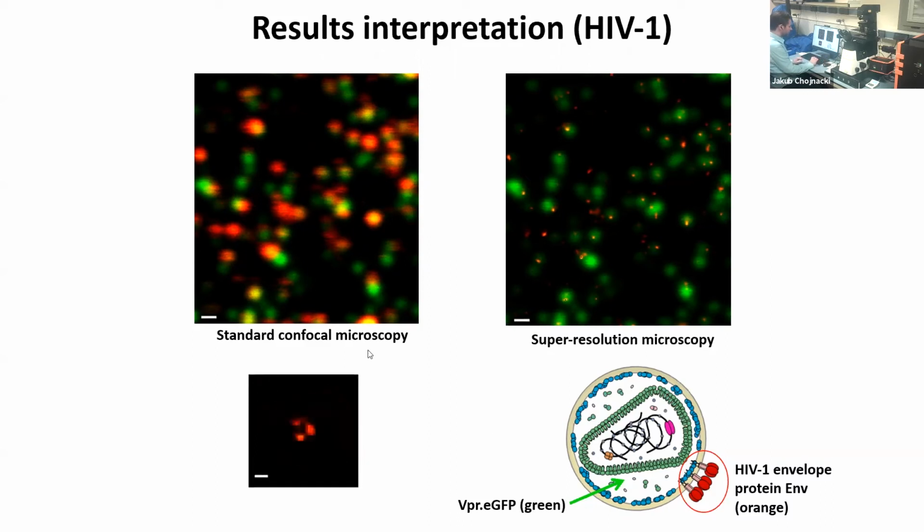But in super resolution microscopy, we're able to discriminate exactly where those proteins are. And instead of just a big blob, we can actually assign exactly where on the surface of the virus those proteins are. And that is already quite an important achievement, since normally in fluorescence microscopy that was not possible.